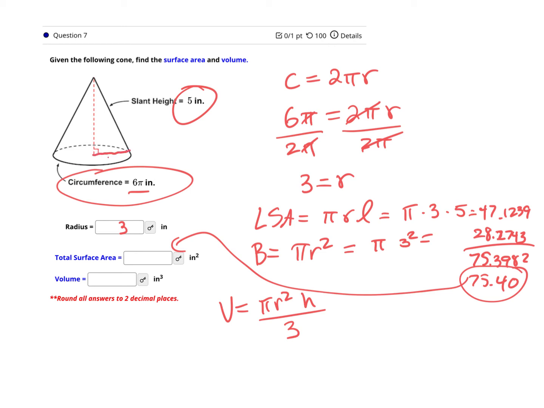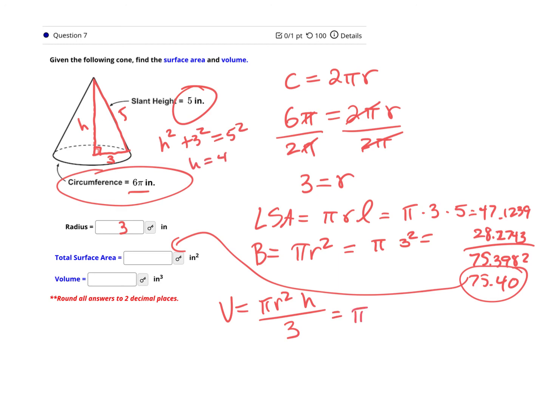Well, I know the bottom here is 3 because that's the radius. I know the slant height is 5, and then I need to find the height. So it's a right triangle, and I can use the Pythagorean theorem. If I did h squared plus 3 squared equals 5 squared, h is going to equal 4. So that means the height is 4.